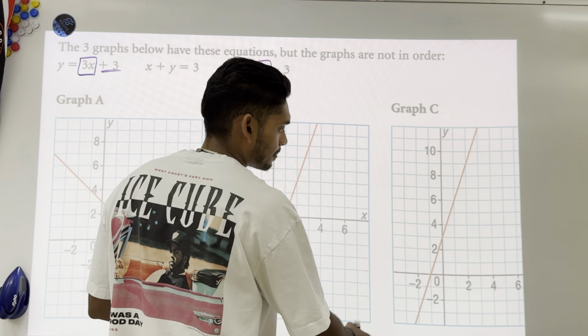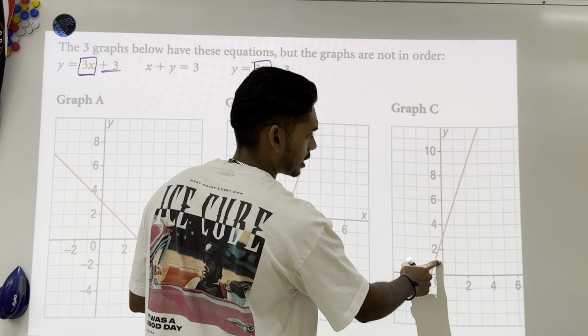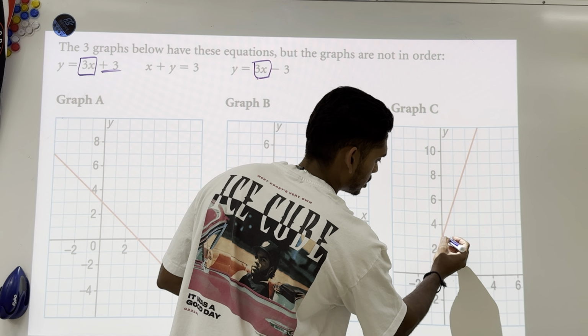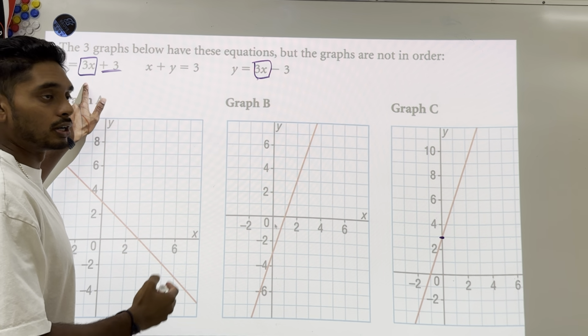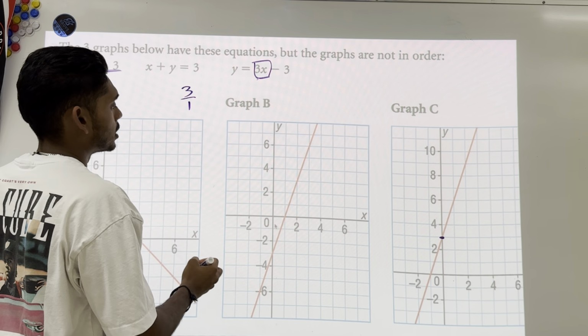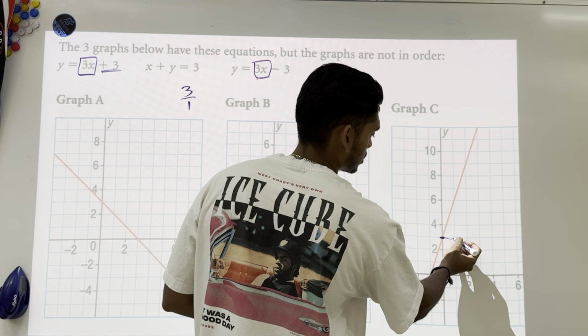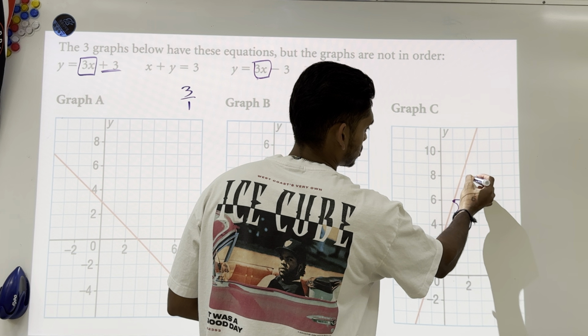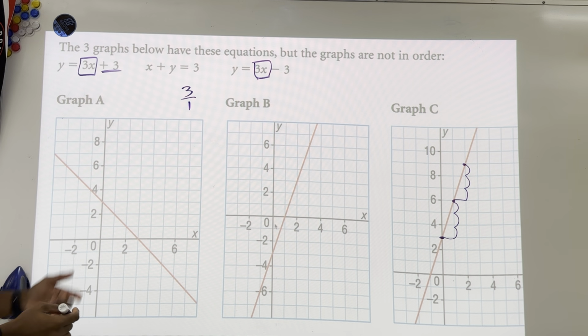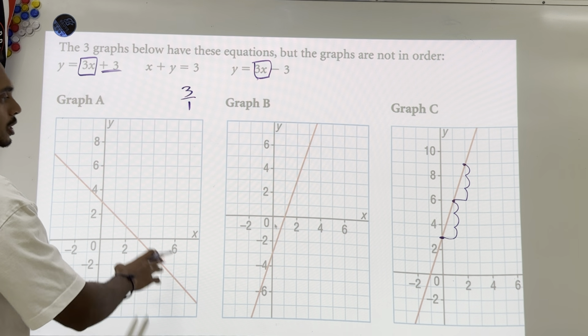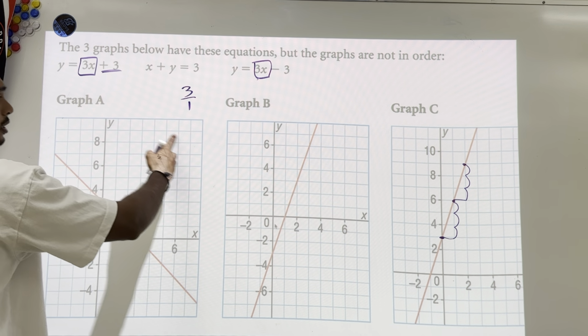Let's try graph C. Does the red line cross the y-axis at 0 and +3? Yeah, it does. It's right there. So this has got to be graph C. Let's check with the rise and run just to make sure. It is 3 over 1: 3 up and 1 to the right, 1, 2, 3. Yeah, checks out. This has a rise and run of 3 over 1, just like that line, and it has a y-intercept at +3. So this is this.